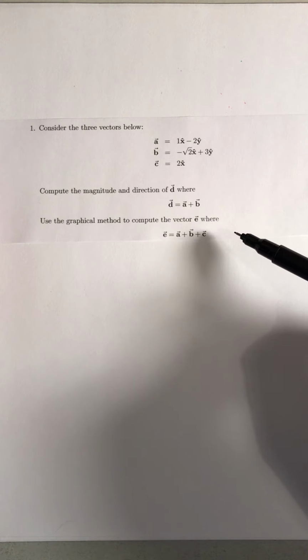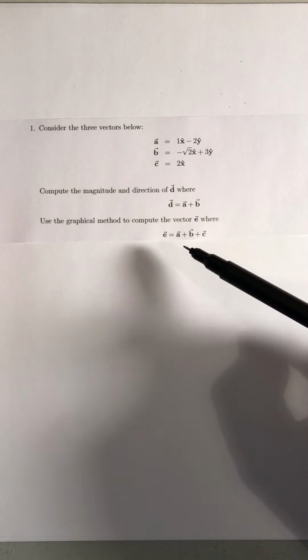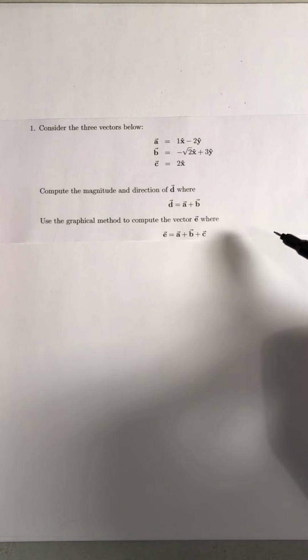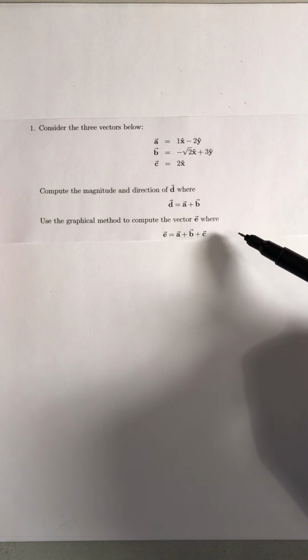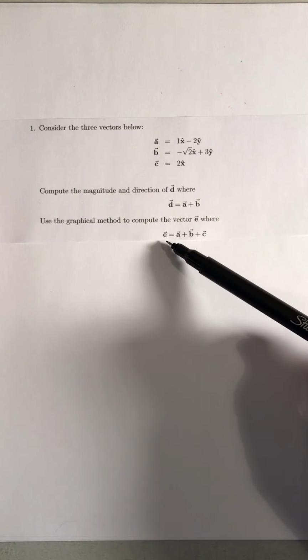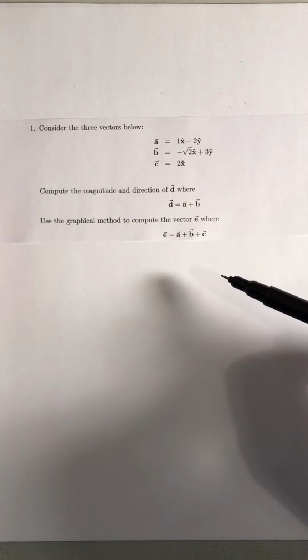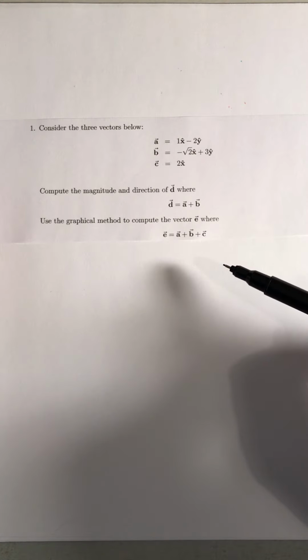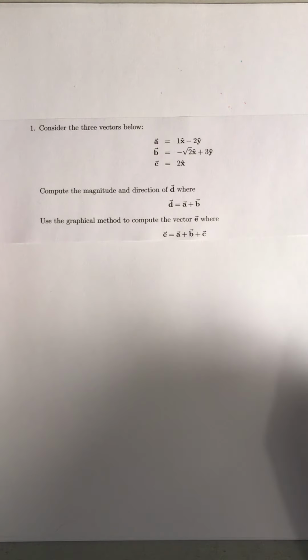And then we use a graphical method to compute the vector E. E is the sum of vectors A, B, and C. Graphical method means we're going to use a ruler and a protractor. The ruler measures the length of the vector E on a scale, and the protractor measures the direction that it points.